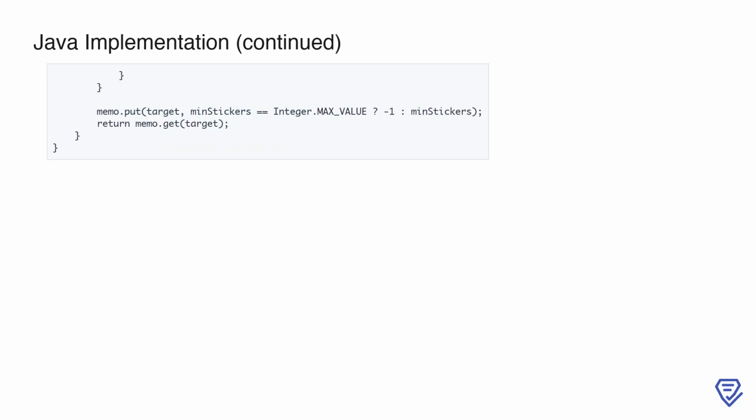Finally, we handle the case where no valid solution is found for the current target by checking if minStickers remains set to its initial maximum value. If so, we store -1 in the memo for this target, indicating that it is impossible to form the target with the given stickers. Otherwise, we store the computed minStickers value in the memo. The method then returns the memoized result for the current target string.